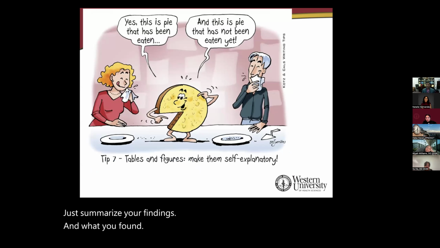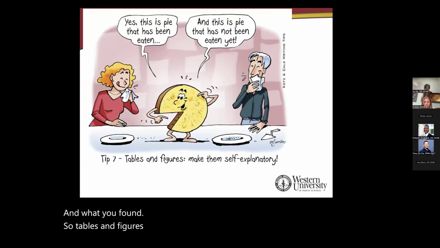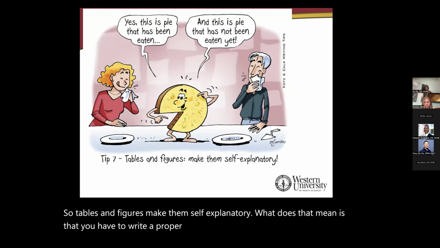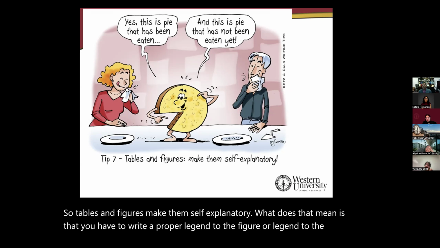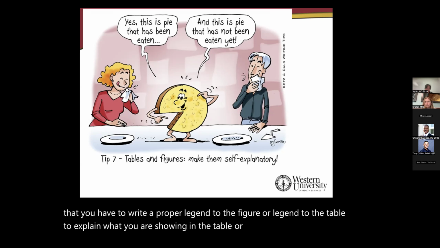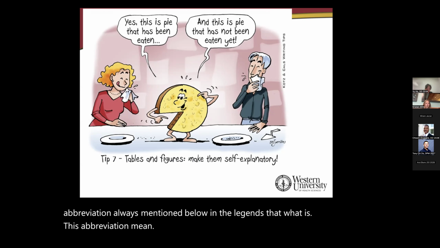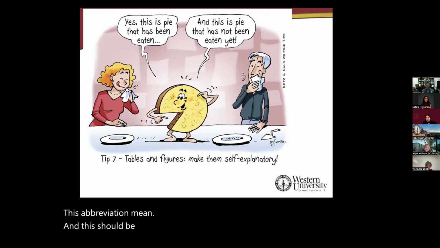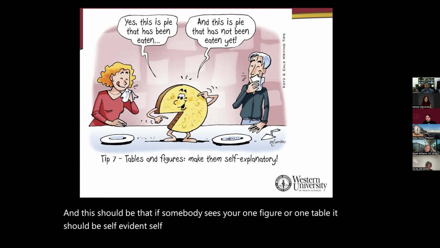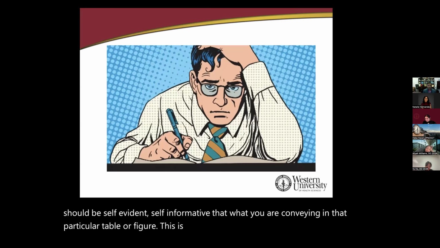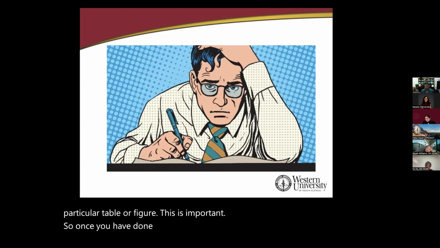So tables and figures, make them self-explanatory. What does that mean is that you have to write a proper legend to the figure or legend to the table to explain what you are showing in the table or figures. If you are using abbreviations, always mention below in the legends what the abbreviation means. And this should be such that if somebody sees your one figure or one table, it should be self-evident, self-informative what you are conveying in that particular table or figure. This is important. So once you have done the results section, then what to do?